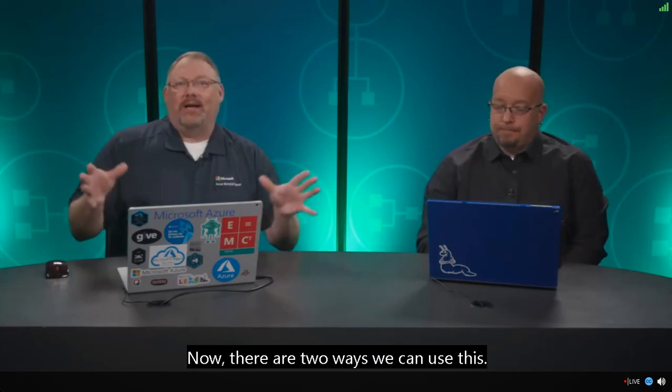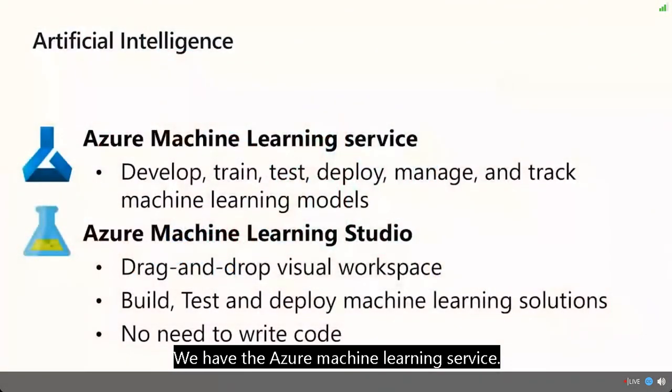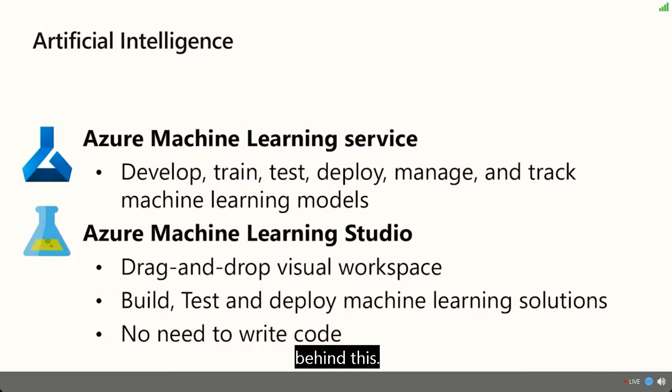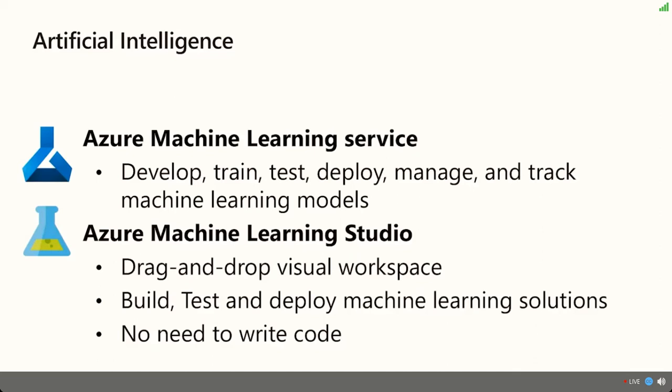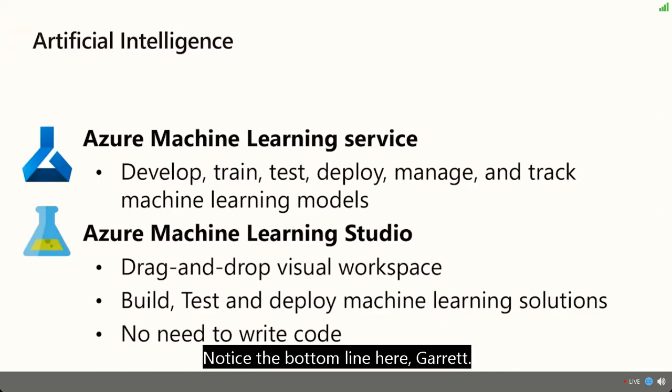Now, there are two ways we can use this. We have the Azure Machine Learning Service. Those are for our data scientists. For people who really need to get into the math behind this, they can develop, track, train, make their own modules, make their own models to work with it. And then there's the other one, Machine Learning Studio. Notice the bottom line here, Garrett. No need to write code, all right? That's us. It's a really great way to build and test these solutions.